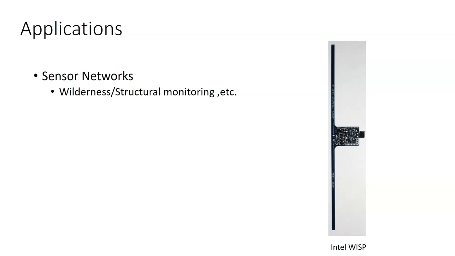And so these can include things like monitoring animal migrations and other agricultural applications. These may also be sensors that are embedded inside structural components, such as the concrete of a bridge. The idea being that these sensors can monitor the stresses and the health of the material over the lifetime of the bridge. And so the picture on the right here is an example of this, something called the Intel WISP.